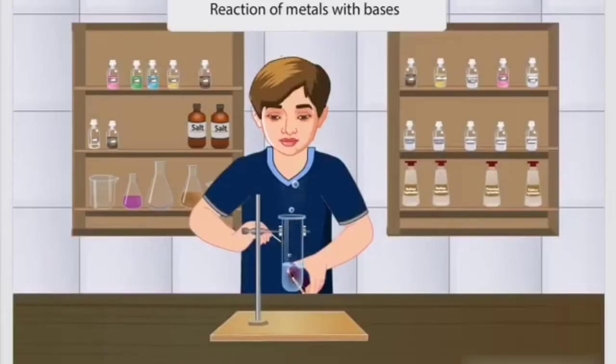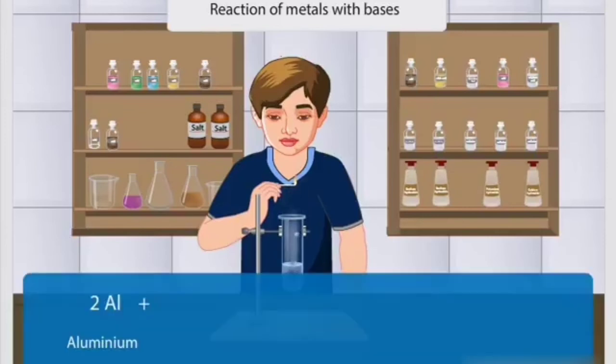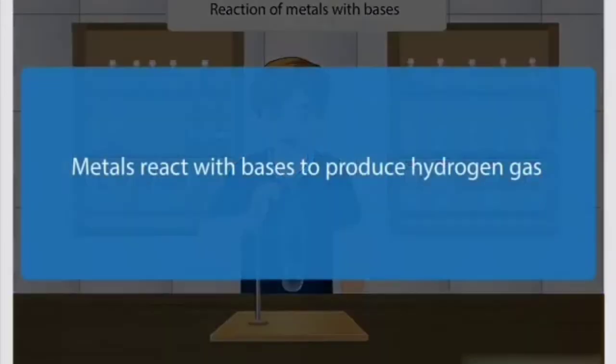Bring a burning matchstick near the mouth of the test tube. Now listen carefully. You will hear a pop sound. What does the pop sound indicate? The pop sound indicates the presence of hydrogen gas. Here, aluminum metal reacts with sodium hydroxide base to form sodium aluminate and hydrogen gas. Thus, we can say that metals react with bases to produce hydrogen gas.